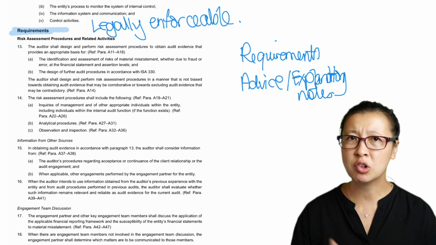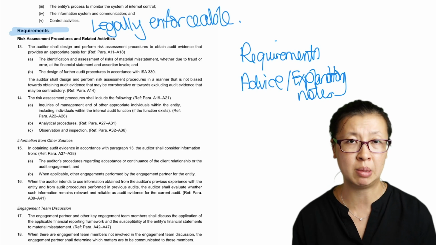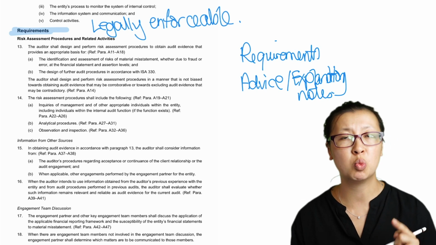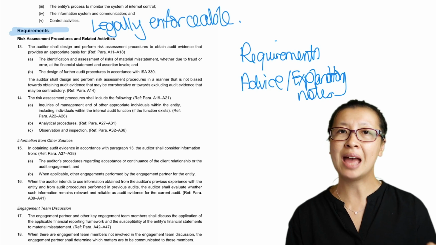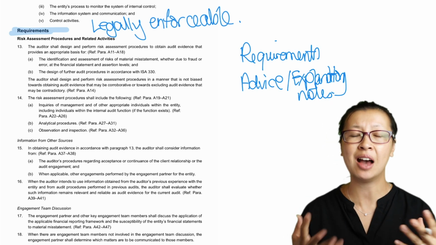And remember, the explanatory notes are where all the really important gems are about how to do something. So the requirements say this is what you must do, and then often the explanatory material will give you more guidance on exactly how to do it.